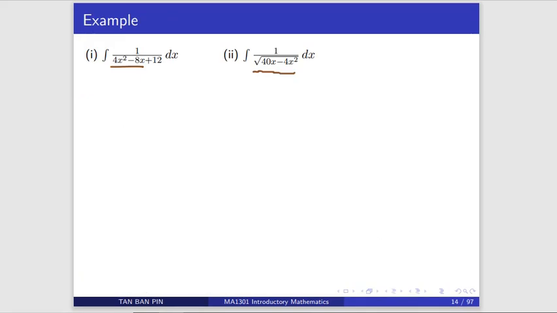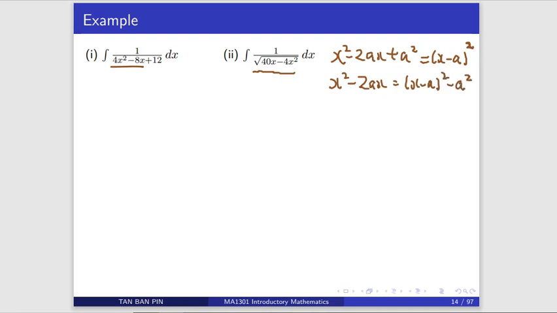And to complete the square, first we know that x squared minus 2ax plus a squared is x minus a squared. If you expand out x minus a squared, it is x squared minus 2ax plus a squared. Which means you can say x squared minus 2ax is just x minus a squared minus a squared.